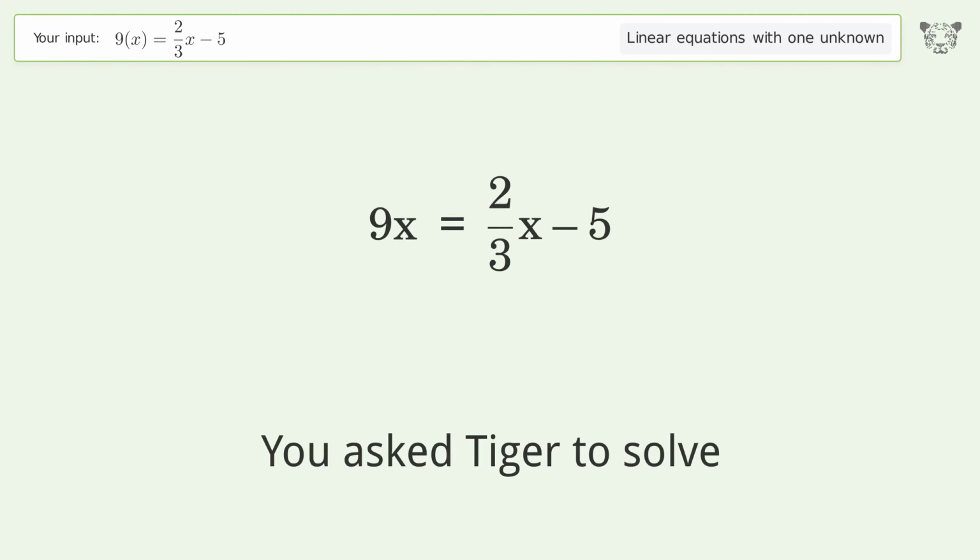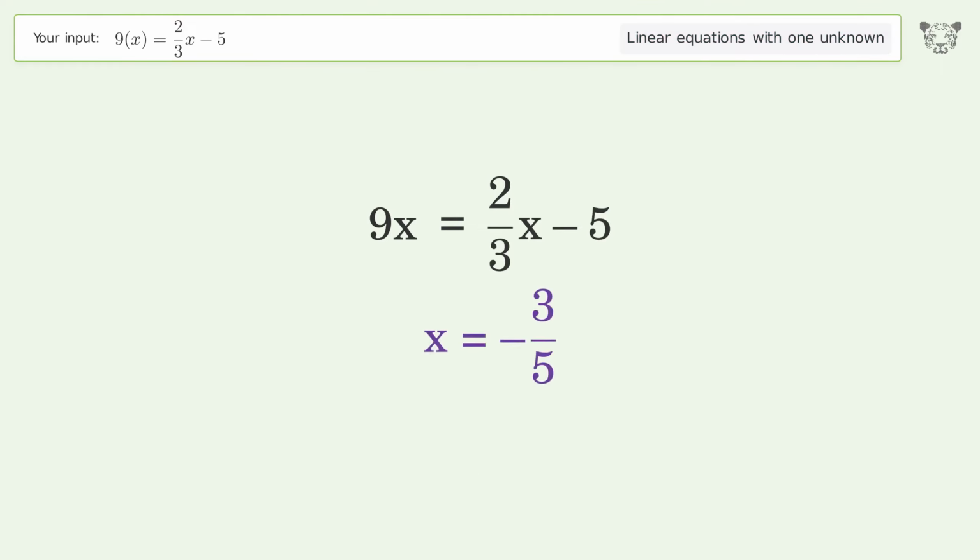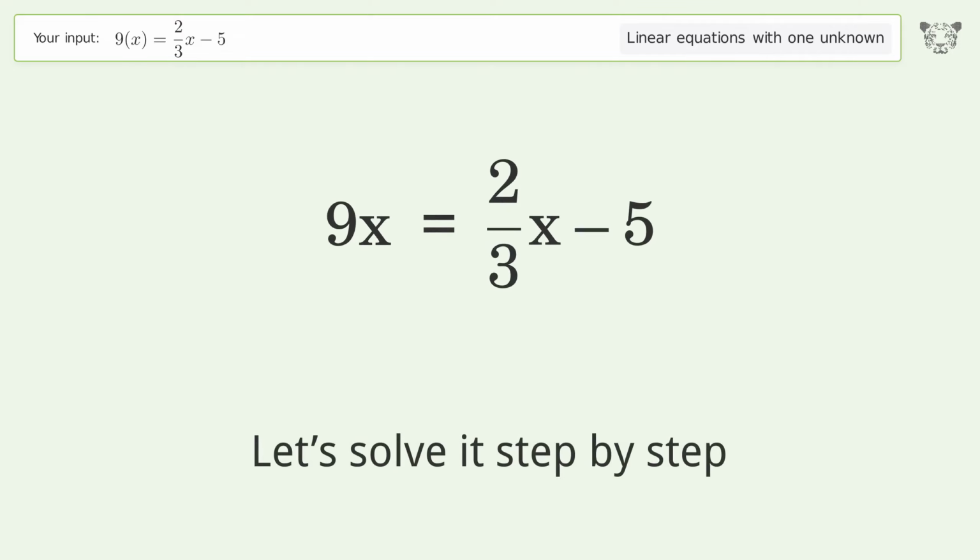You ask Tiger to solve this. It deals with linear equations with one unknown. The final result is x equals -3/5. Let's solve it step by step.